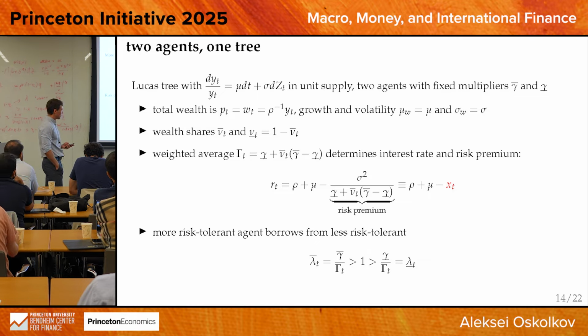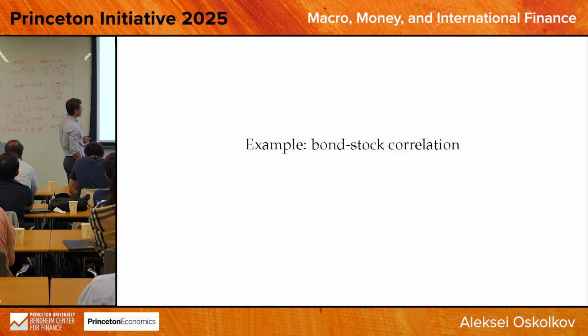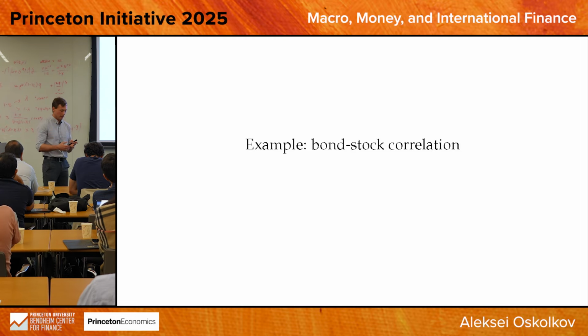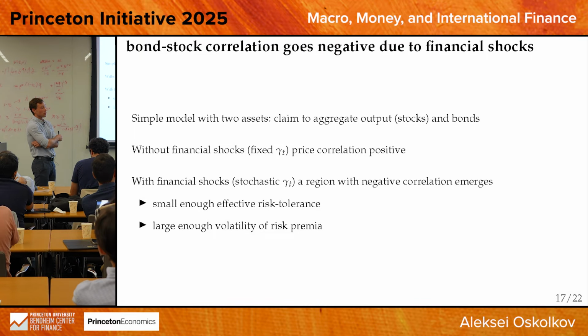Good. Okay, second example. So second example, 1 agent, 2 assets. What's an interesting story here? Well, 2 Lucas trees have been done before. Let's look at the bond-stock correlation. So 1 asset is going to be a Lucas tree, and the other asset is going to be a government bond. Specifically, let's make it simple. So this government bond is going to be simplified as much as possible. There's only going to be 1 representative agent, and we're going to compare an economy with and without so-called financial shocks, by which I mean shocks to gamma.